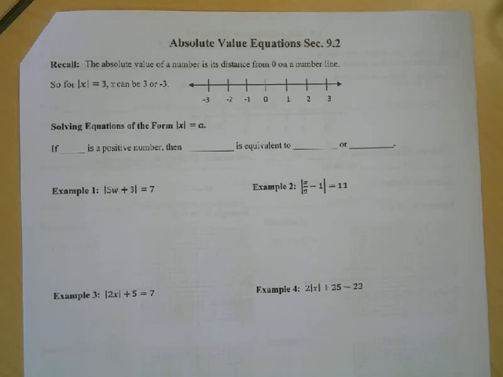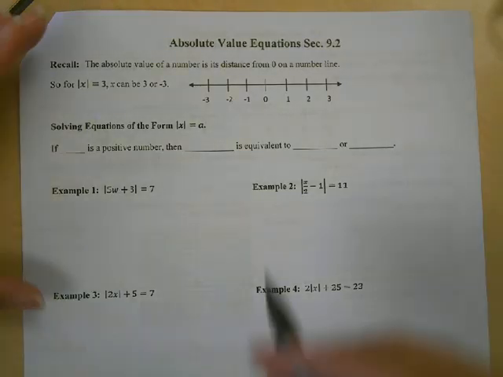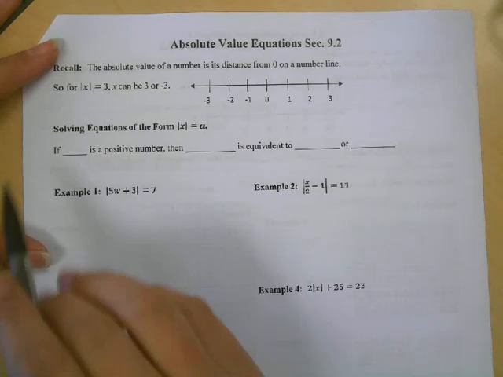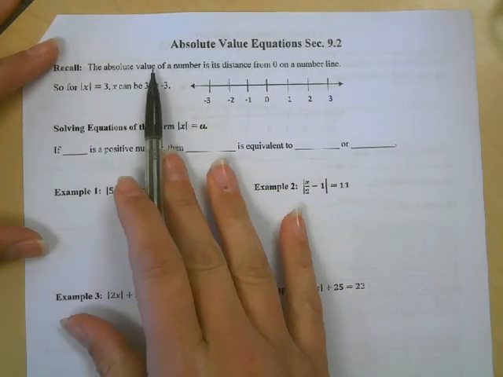Okay, so absolute value equations is where we're at. This is section 9.2 in unit 4. So what we're looking at here is we've talked about absolute value expressions before, right?